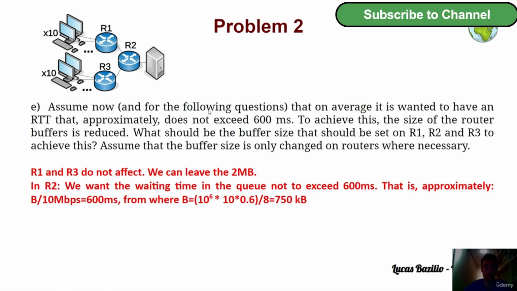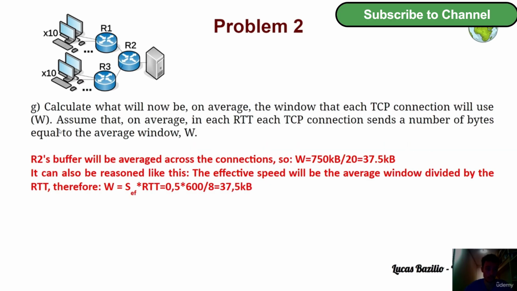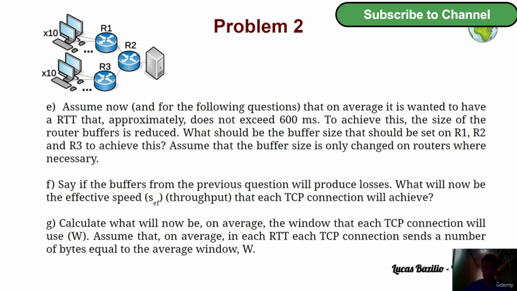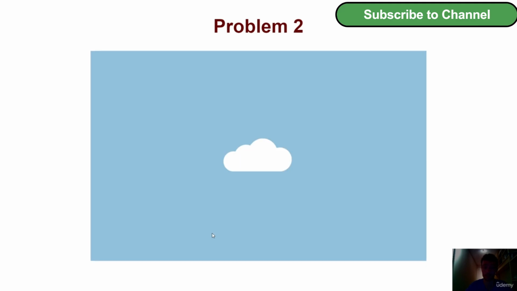And we are going to follow for the following question. So here we can see the solution on the question G. Once again, the buffer R2 is going to be average across all of the connections, so we can basically divide 750 kilobytes by 20. This gives us the value of the window, and also we can reason in this other way. It is very interesting because both ways, both paths, give us the same result. So it is another way to confirm and to prove that this solution is correct. So with this, we finish the solution to the question G of this problem 2.